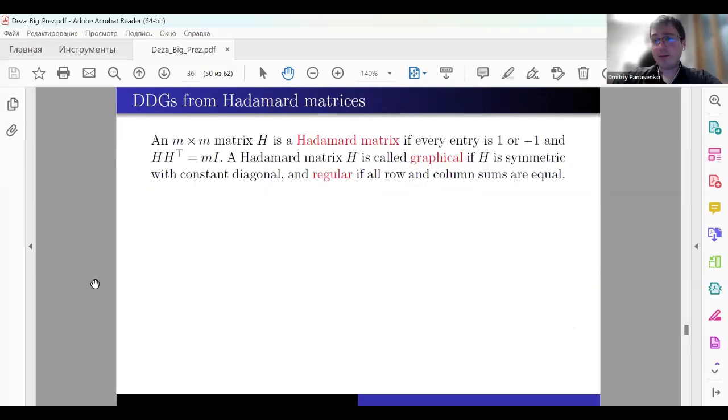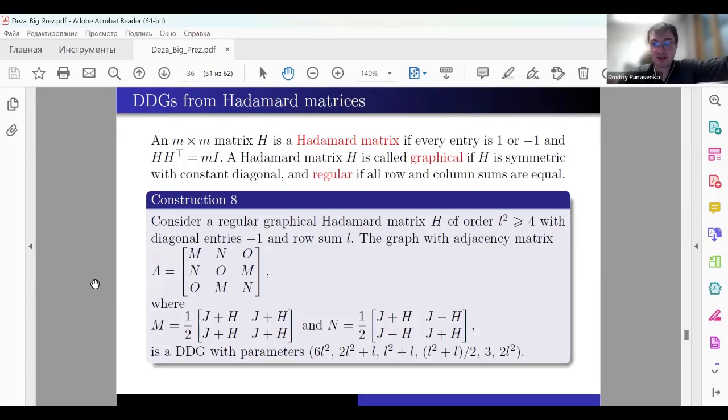So let's talk about Hadamard matrices. Just a reminder, an M by M matrix H is called a Hadamard matrix if every entry is 1 or -1, and if you multiply this matrix by its transpose, we get M multiplied by the identity matrix. If you remember, we were talking about weighing matrices. Weighing matrices are some kind of generalization of Hadamard matrices. We call a Hadamard matrix H graphical if it is symmetric with constant diagonal, and we call it regular if all row and column sums are equal.